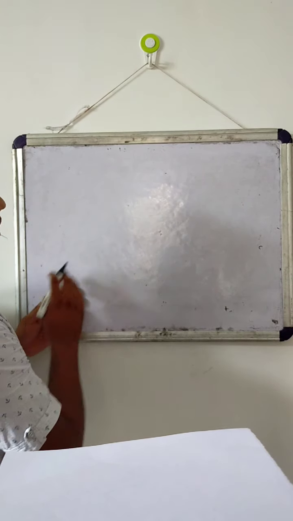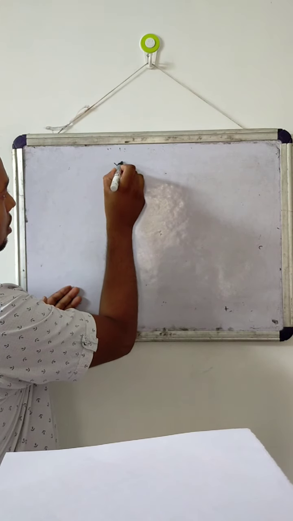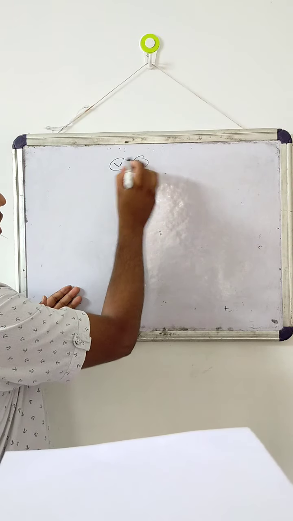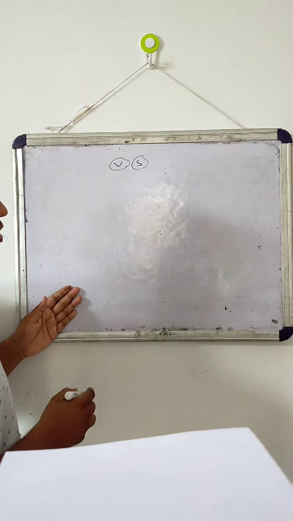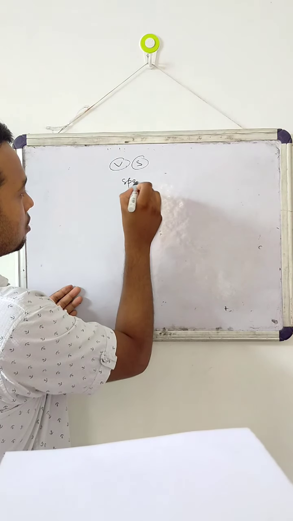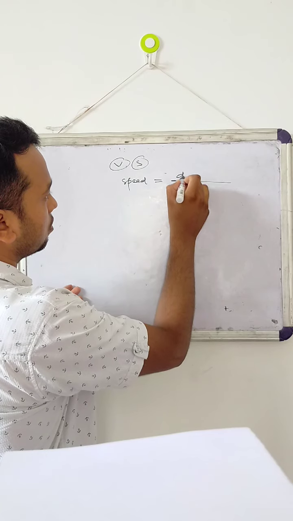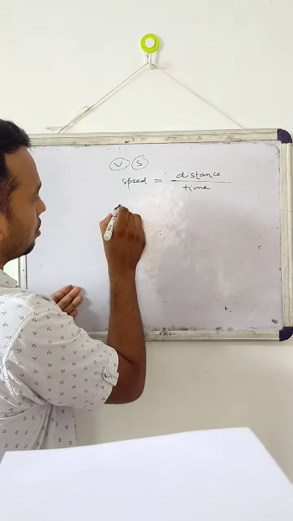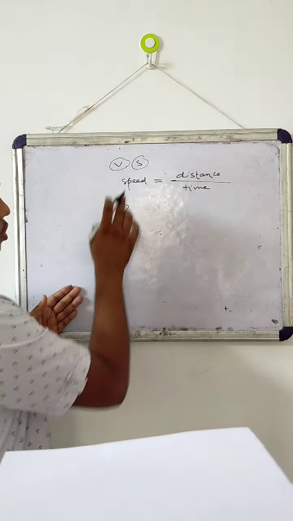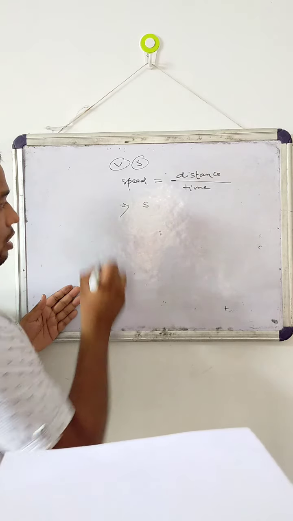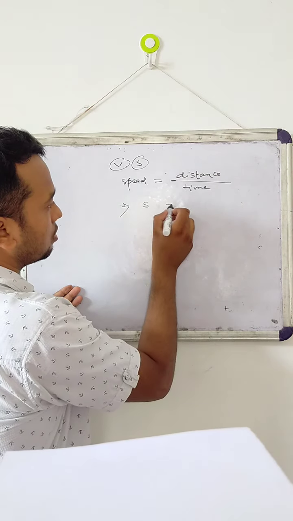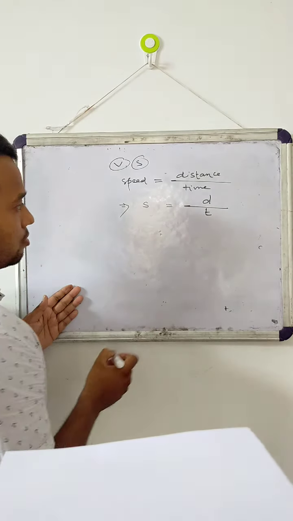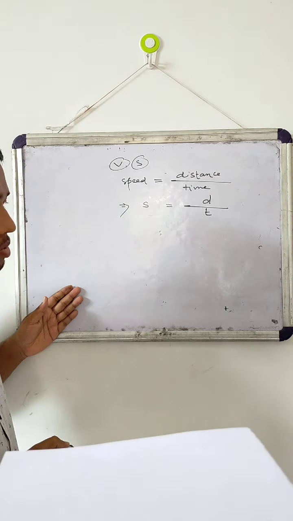Speed can be represented by V or S. Okay, V or S we can use to represent speed. So the formula was speed is equal to distance by time. Suppose you consider speed as S, distance as D and time as T. So S equals D by T.